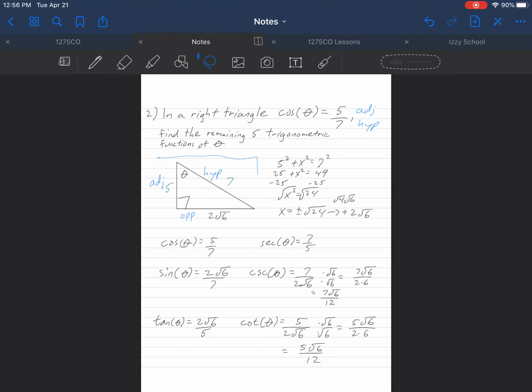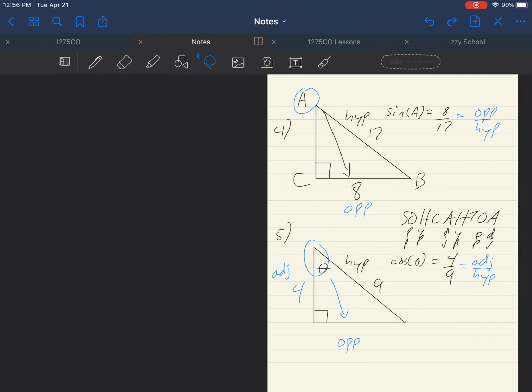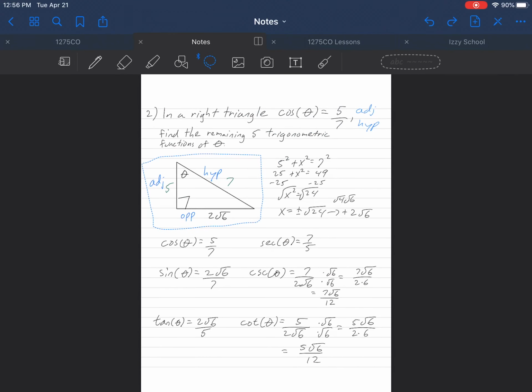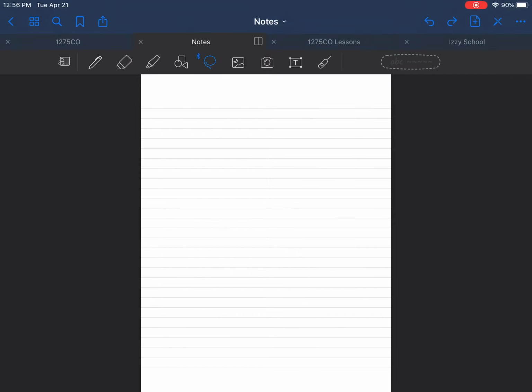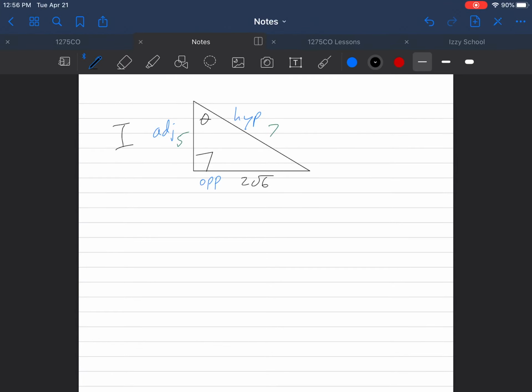Now I do want to move this to a new page because I don't want to delete it. There was one thing that I need to mention before we go. Let's copy this over to the next page. Let's paste it here. All right, so this was our original triangle, which I will call triangle 1.